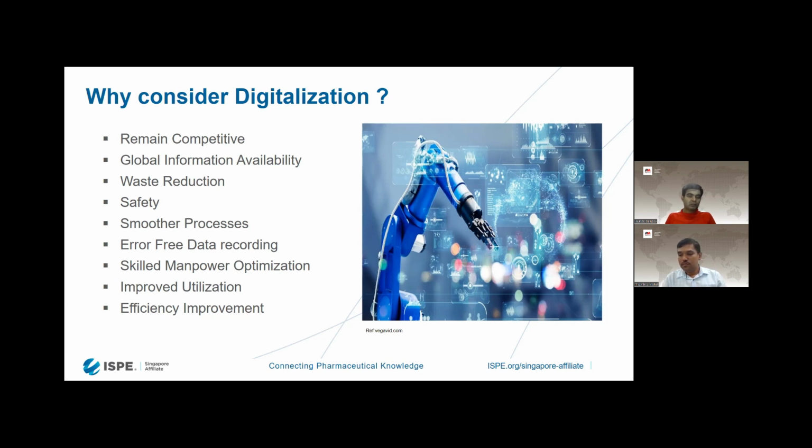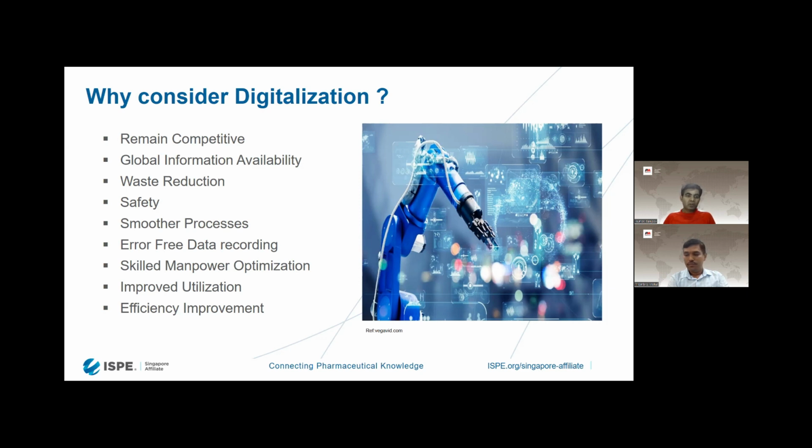Error-free data, if I talk about that: when a technician is recording the parameters in an API or in a biopharmaceutical plant, that recording could have potential chances of error because it's a manual operation. If that manual operation is converted into digitalization using sensors, using IoT-based digitalization, it will become error-free information collection and sharing.